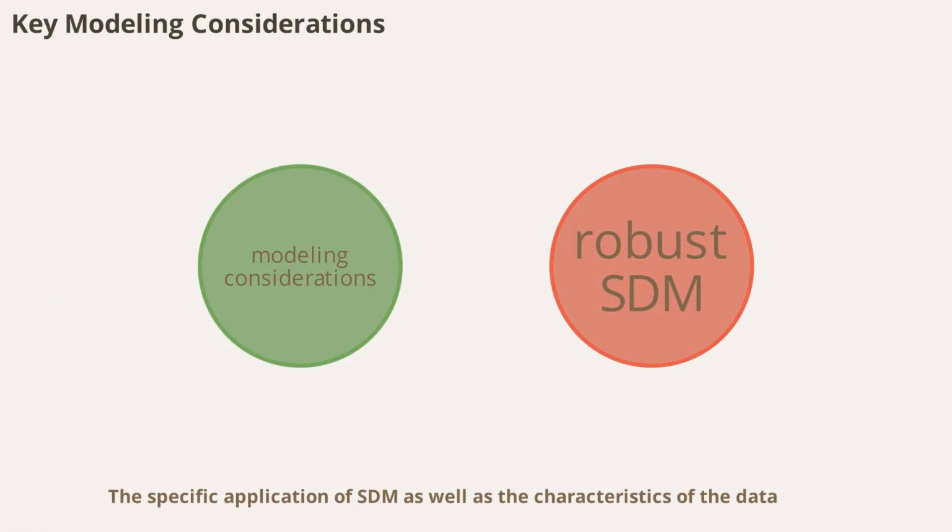The specific application of SDM, as well as the characteristics of the data, determine which factors are most important in modeling. These include species detection probability, environmental limiting factors, spatial autocorrelation, sample size, sample bias, scale, disturbance, biotic interactions, and demographic processes. Understanding these factors and how they interact is essential for building robust and informative SDMs.